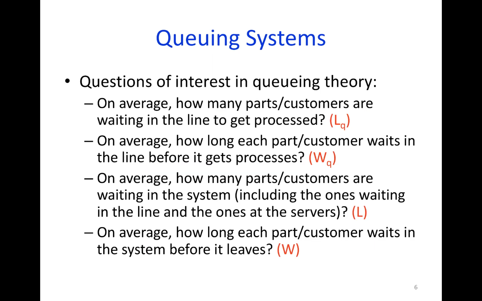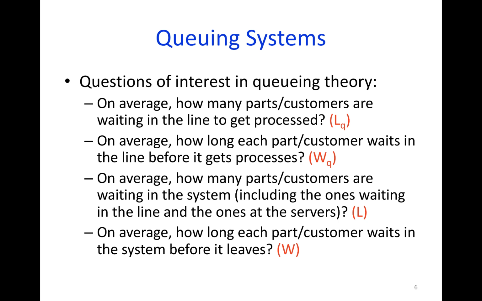So these are typical questions that we answer in queuing theory. In queuing theory, when we analyze any queuing system, we have formulations for these types of questions that we can use to help the manager design their system better. So on average, how many parts or customers are waiting in the line? That's what we call LQ, the length of the queue.